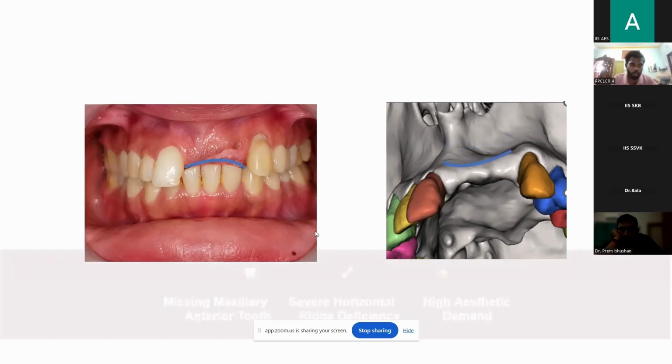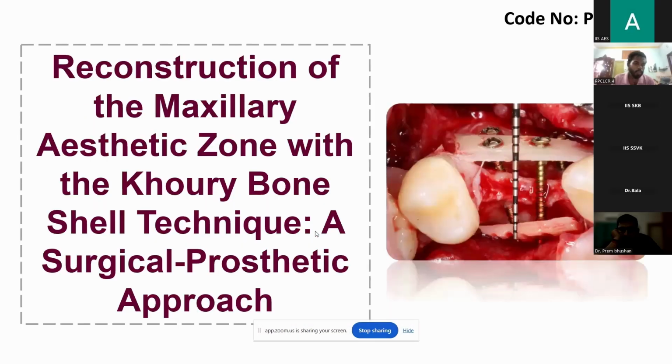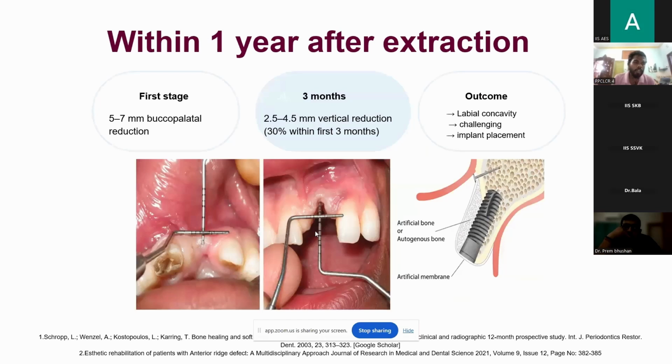So let me walk you through the surgical and prosthetic approach for reconstruction of the maxillary aesthetic zone with Khoury's bone shell technique. This case combined horizontal ridge augmentation and staged implant placement, with prosthetic finesse to obtain an aesthetic smile. To understand why, we have to look at residual ridge resorption. Within 1 year after extraction, there is 5 to 7 mm of buccal bone reduction and 2.5 to 4.5 mm of vertical reduction, of which 30% of reduction takes place within 3 months.